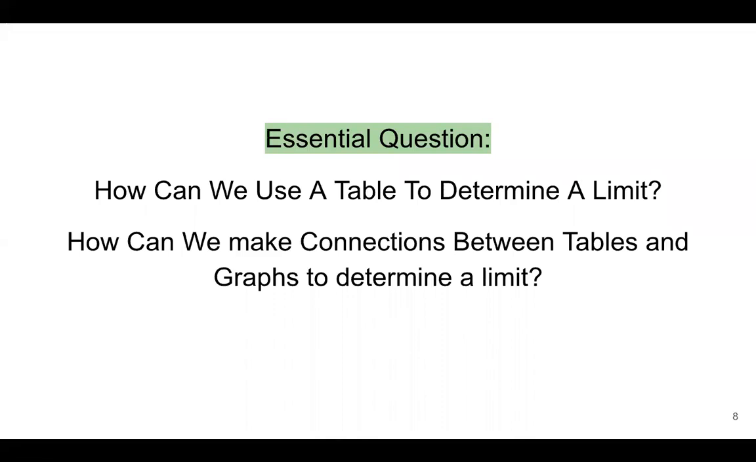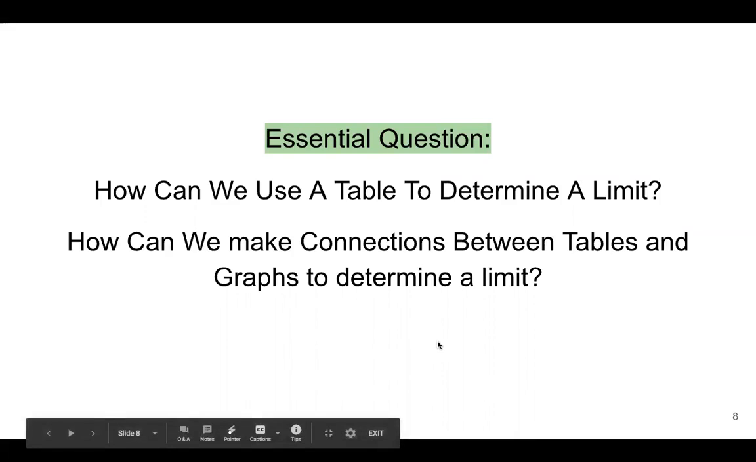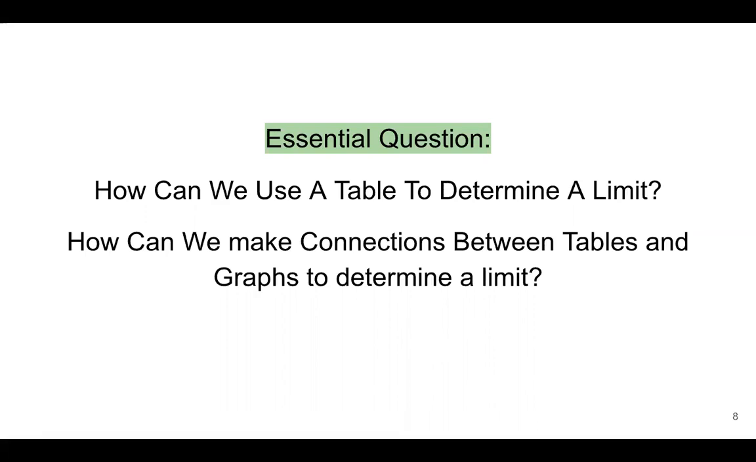Let's say you don't have a graph, you just have a table. You don't want to plot all those points. How would you use a table to try to figure out a limit? The next thing I'd like you to think about is how can we make connections between tables and graphs? What connections are there between them when it comes to determining a limit? Those are two things to think about. Make sure you pause, read this for yourself, and think about it a bit before we jump into it.